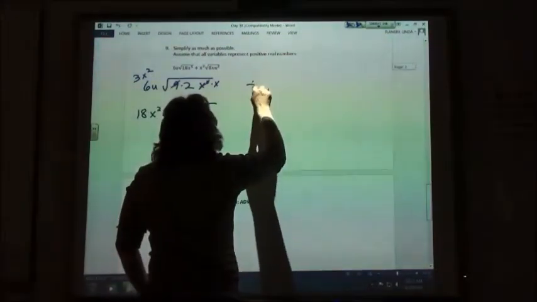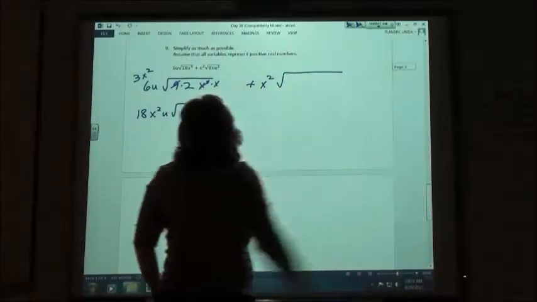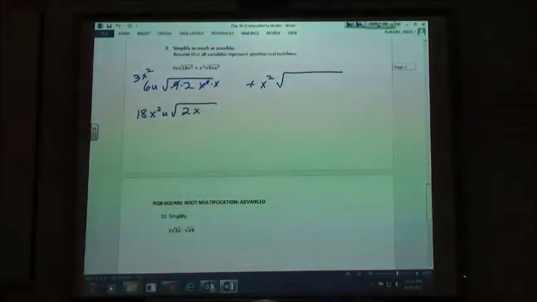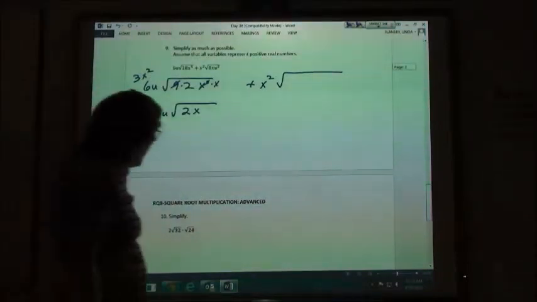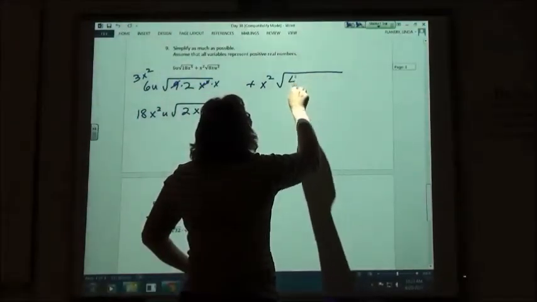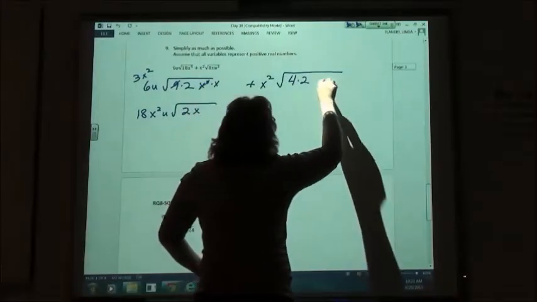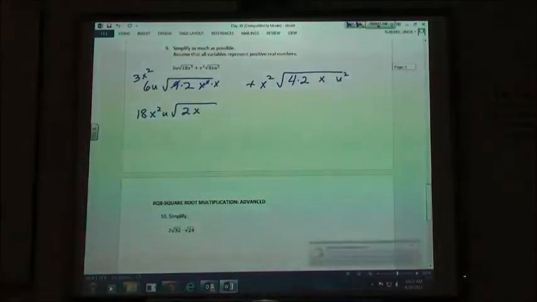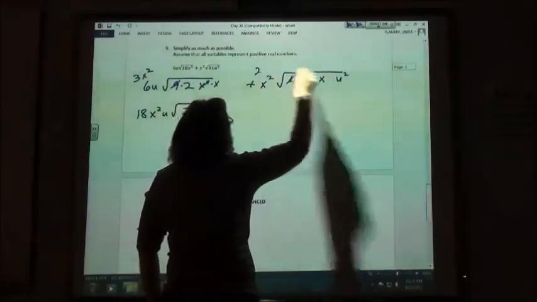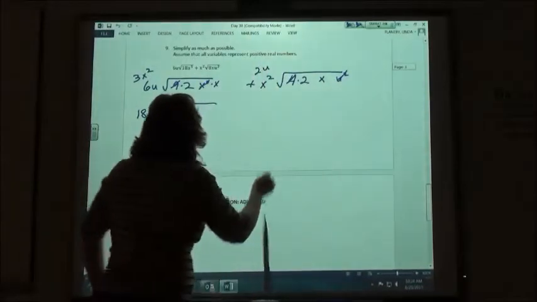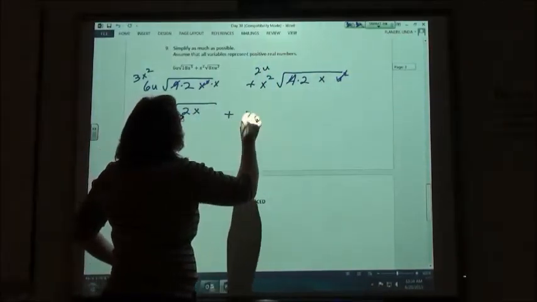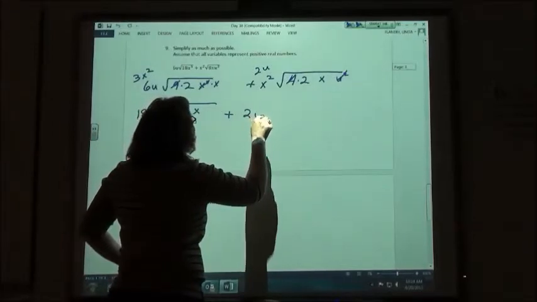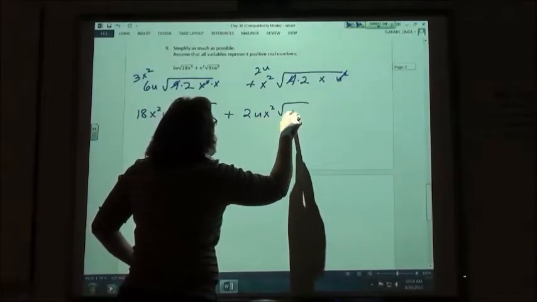So we have plus x squared, and we need to simplify the 8xu squared. What should I do with that? 4 and 2, and that's probably all the factoring we can do because we can't do anything with the x, and the u squared is already even, so we like to leave that alone. Taking out our perfect squares, we can take out 2 and a u, so we would have 2ux squared square root of 2x.